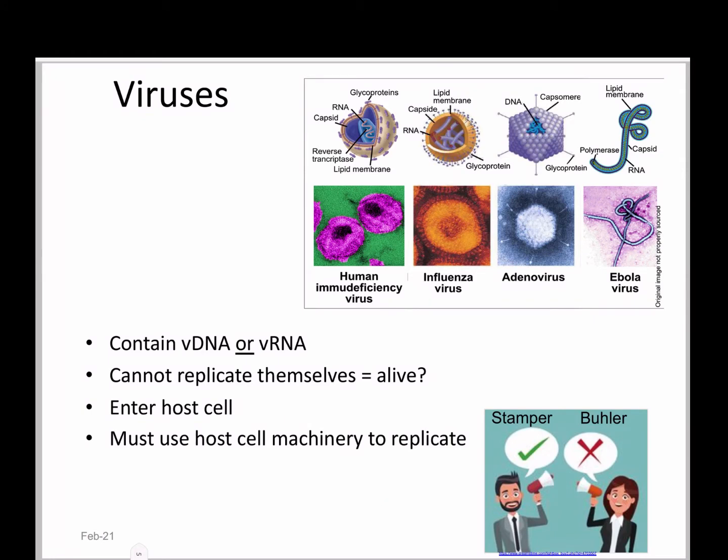They're a very basic form that contains nucleic acids, either viral DNA or viral RNA, but they can't replicate themselves. So they have to enter a host cell. In many cases, I'll just be saying us, and they have to use our machinery in order to replicate. Because they can't replicate themselves, there's a lot of argument as to whether they should be considered alive or not.